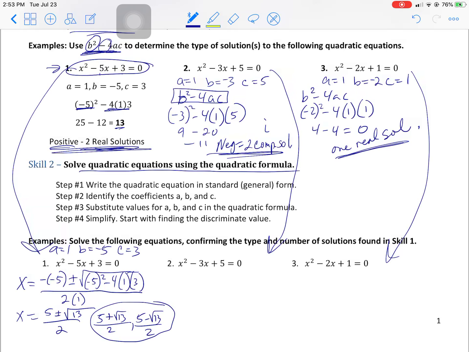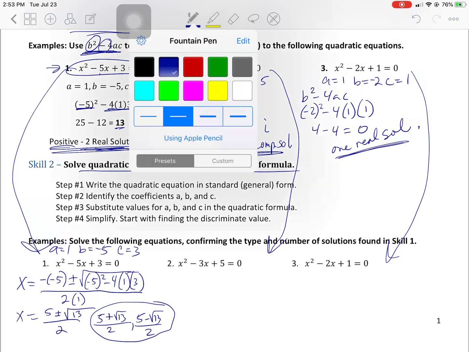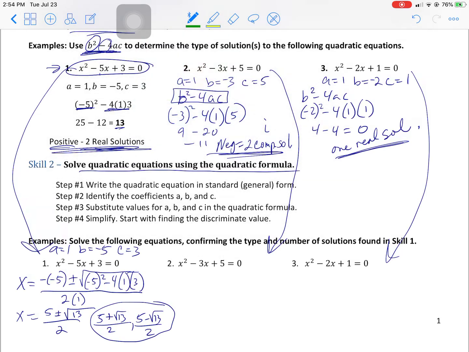All right, so let's try the next one. Let's do it in a different color here. All right, so A equals 1, B equals negative 3, C equals 5. So X equals, some people say opposite B. I just like to put negative B, plus or minus, and this was times 2A, plus or minus the square root. I did the discriminant right up here. It came out to a negative 11, so I'm just going to use that, okay?